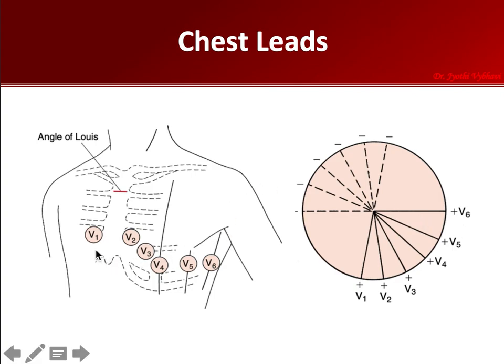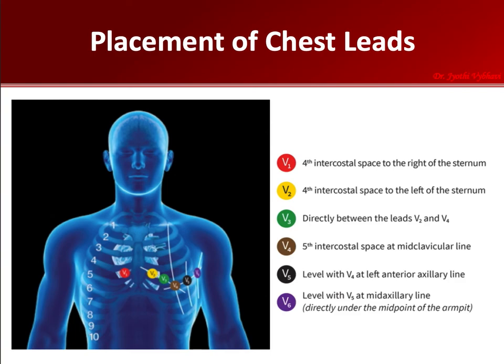So the axis changes according to the chest electrodes. If you put an electrode over here, it sees the heart in this plane, and if another electrode is placed here, it is exploring the electrical activity in this plane. So as the electrode changes, the axis also changes, but the Wilson central terminal remains the same for all the chest leads, right? So now, where to place these electrodes? There are 6 unipolar chest leads.